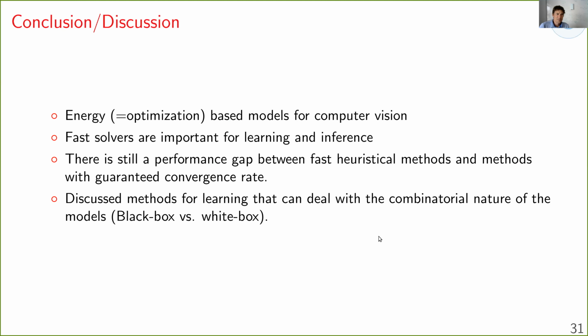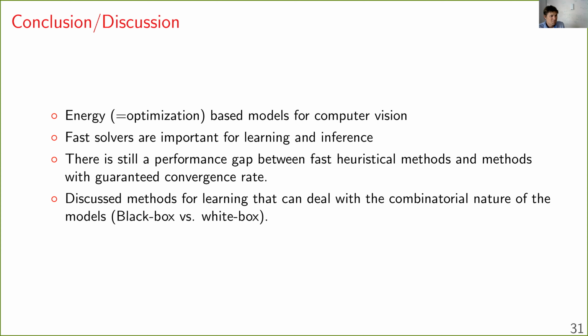Okay, this already brings me to the conclusion and the discussion. I was talking about energy or equivalent optimization-based models with applications in computer vision. I've shown that fast solvers are important for inference, for example to apply a model in real-time processing, but also during learning, because, for example, with the surrogate objective function, in order to identify the contrastive examples, you need a fast solver in order to compute derivatives.